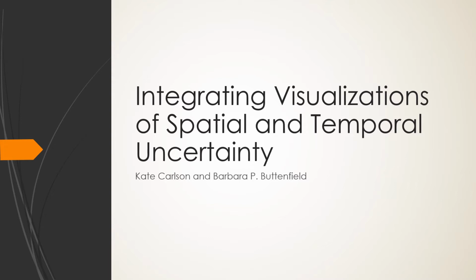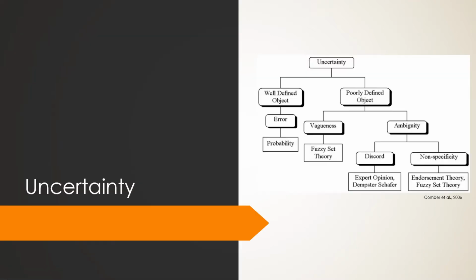Today I'll be talking about some work that I have in progress on integrating visualizations of spatial and temporal uncertainty. Uncertainty is an inherent part of research, and there are many different types and sources of it. So some examples are having an uncalibrated machine when you're collecting your data, or maybe the classification system you're using has some kind of overlap or fuzziness.